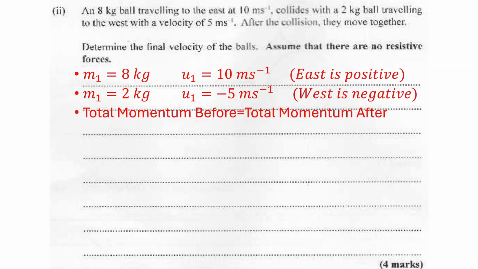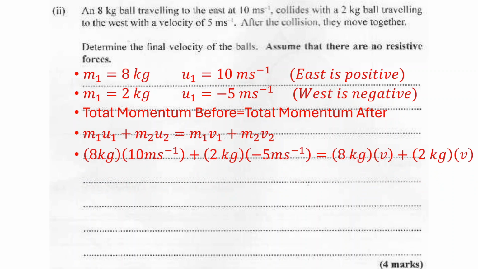So I will use my principle of conservation of momentum, which basically says the total momentum before is equal to the total momentum after. So I have my formula M1U1 plus M2U2 is equal to M1V1 plus M2V2. And then I'm going to substitute my values. So it's going to be 8 kilograms times positive 10 meters per second plus 2 kilograms times a negative 5 meters per second. That's going to be equal to 8 kilograms times V plus 2 kilograms times V.